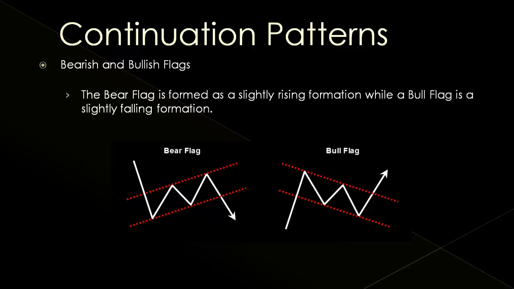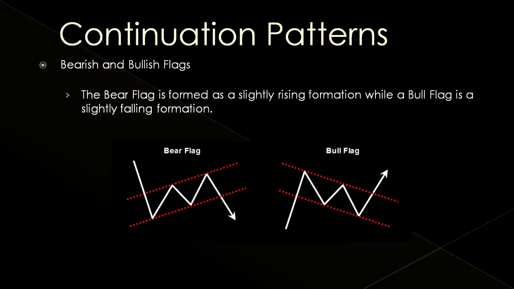The upper red line serves as an area of resistance, while the lower red line serves as an area of support. Because this is a continuation pattern, you will find that price will usually break out in the direction of the original trend. And in this particular pattern, a bear flag, price is moving downwards. So in most cases, we can expect price to move to the downside.